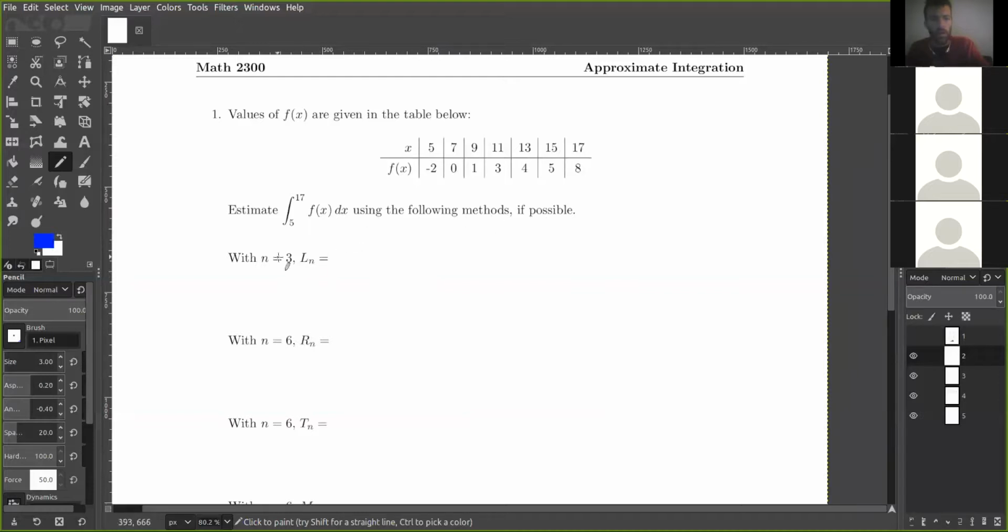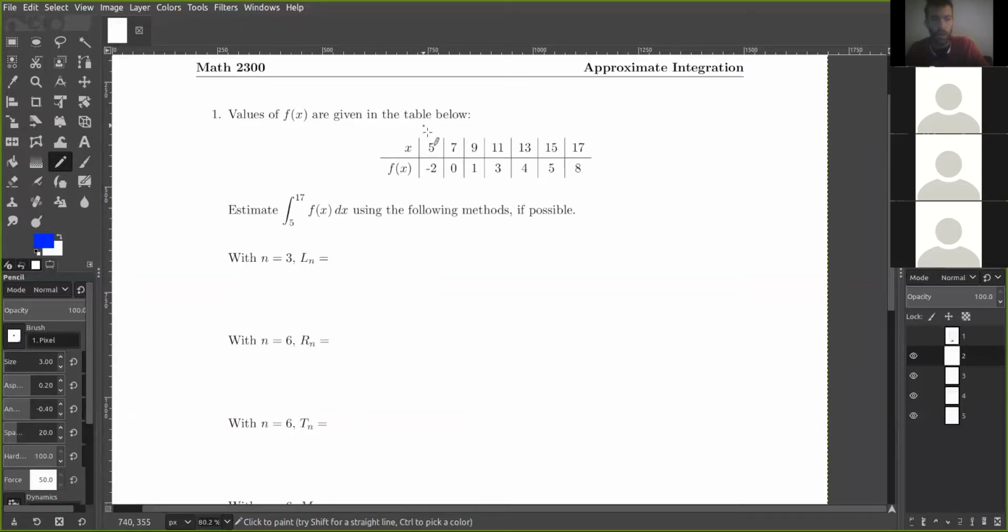So left-hand and right-hand sums. We've got a table with 7 values. So count them: 1, 2, 3, 4, 5, 6, 7. We're integrating from 5 to 17. You just have to remember how to do the left-hand and right-hand sums, and then pay attention to the partition size.